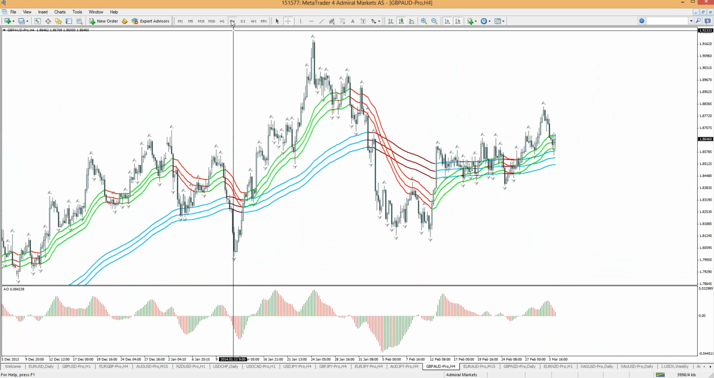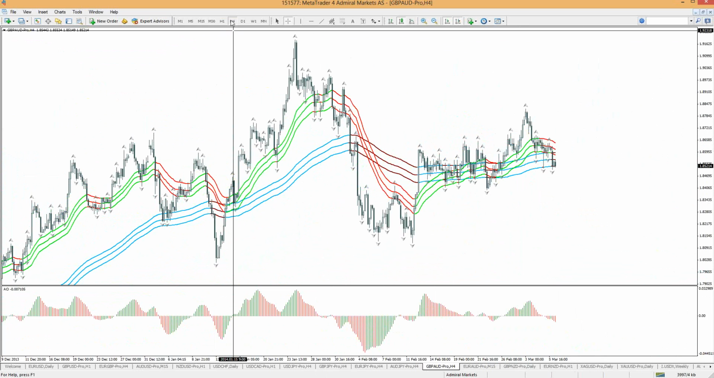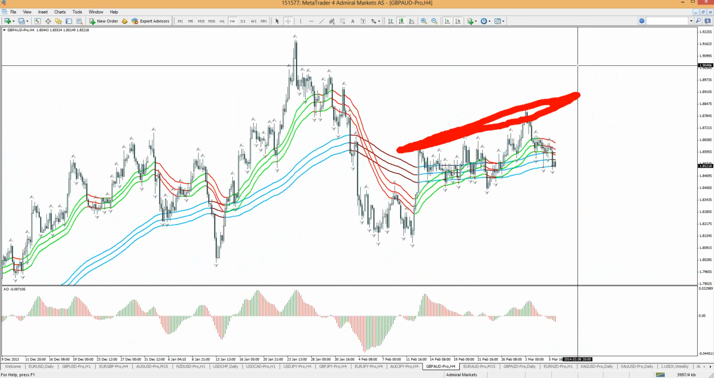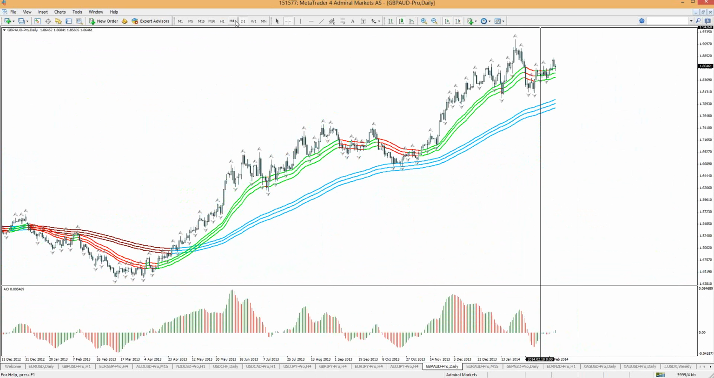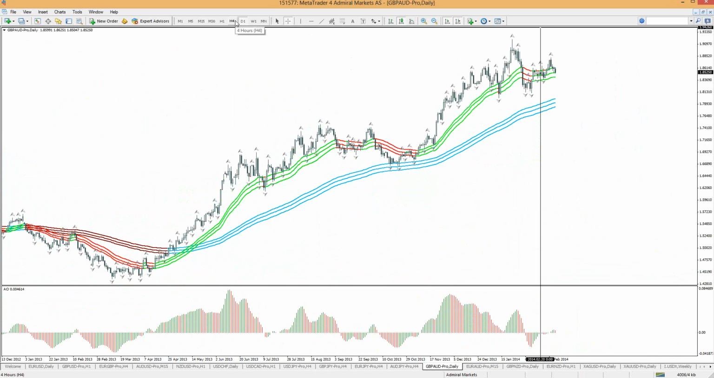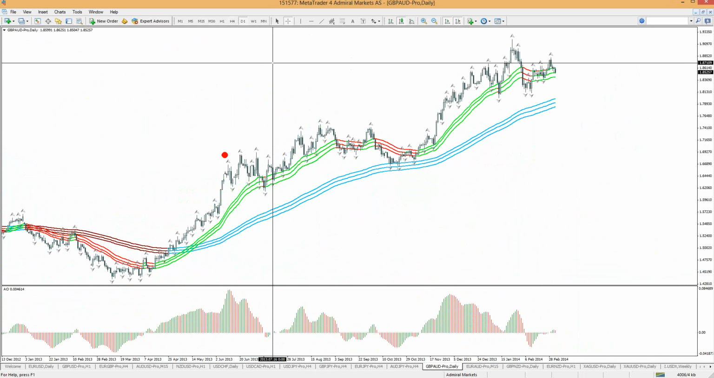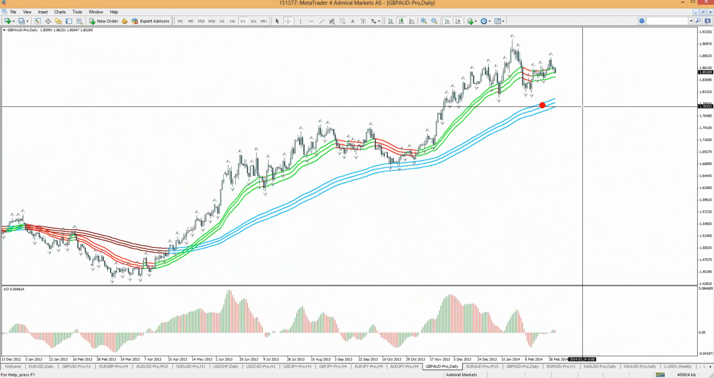Let's see, the 4-hour world. We had divergence between these tops here. We even had daily divergence. So with that said, there could be a potential retracement down to the blue moving averages here at 178.80.